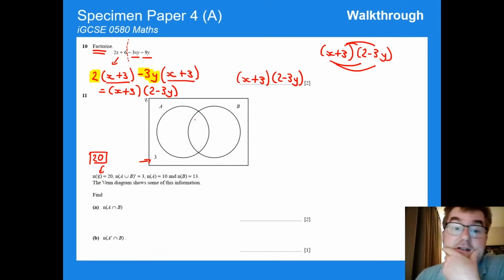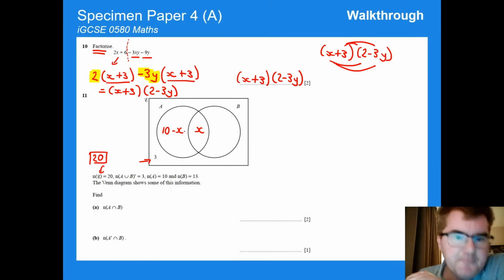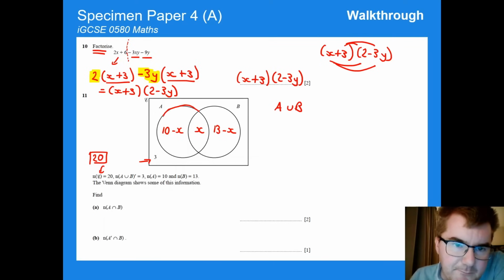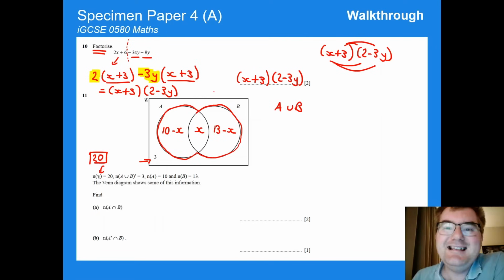So the way I generally do these questions is I put an x in the middle, and then the number of elements in A, well, that's going to be 10 minus whatever's in the middle. So 10 minus x. I do the same with B, so it's going to be 13 minus whatever's in the middle. And I know because I've got 20 elements in total, 3 outside. So basically A or B, all this stuff, let me just put a circle around this, all this stuff here needs to add up to 17. Because 3 outside and then 17 makes 20.